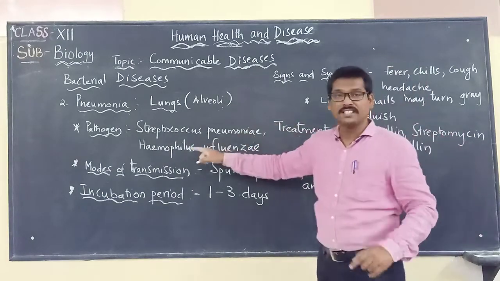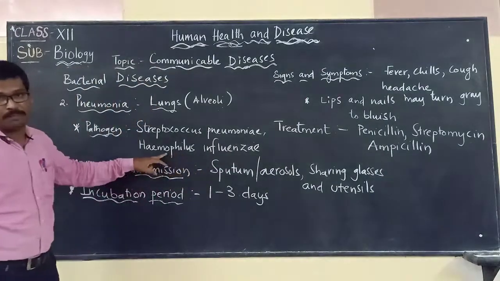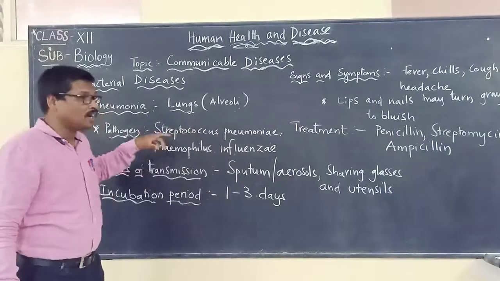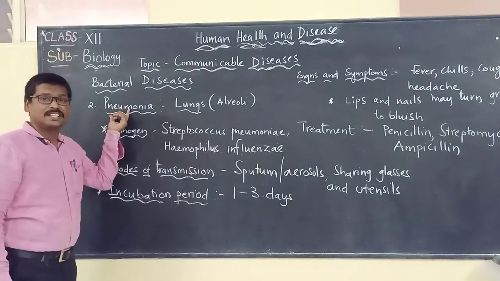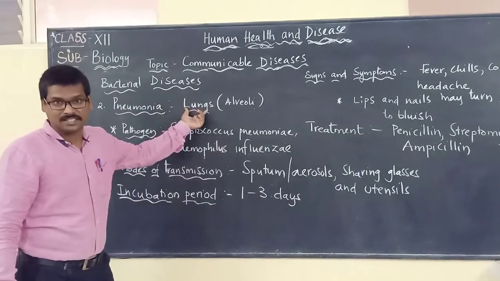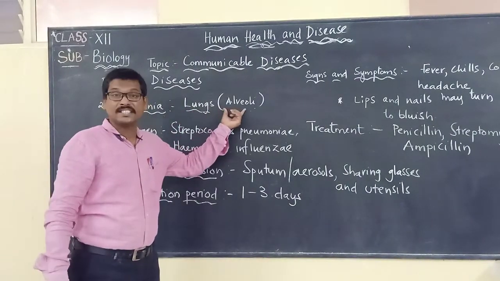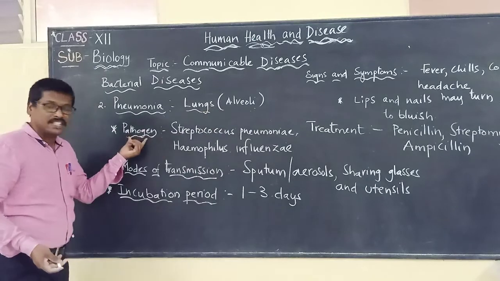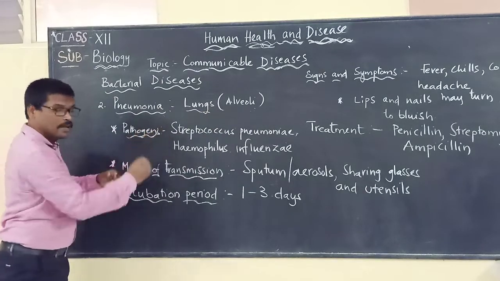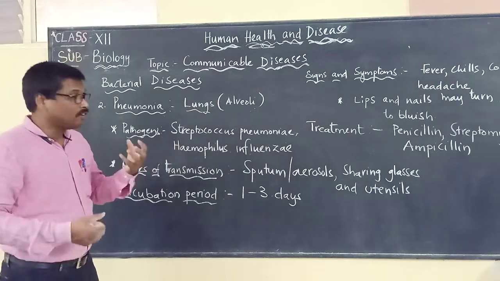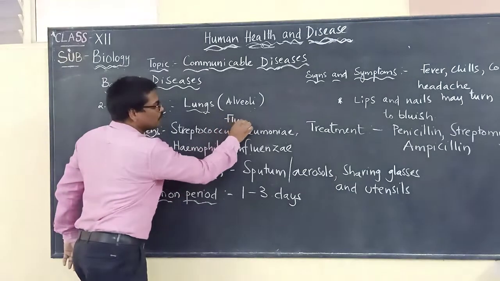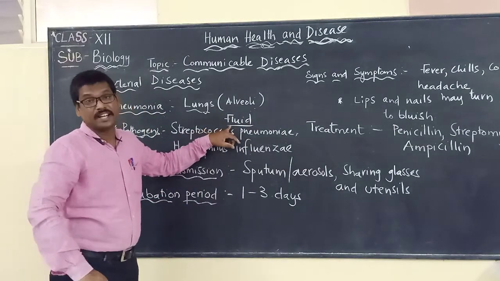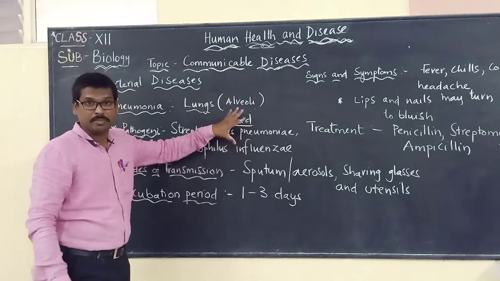Or otherwise there is another one called Haemophilus influenzae. This is another one. So either of these two can cause what disease? Pneumonia. So pneumonia is a disease which attacks which organ in our body? The lungs. In the lungs, which part? The alveolar sacs, the air-filled sacs. When these air-filled sacs are attacked by either of these pathogens, they become filled with fluid, and it becomes difficult to carry out the respiration process. So this is what we have to remember in the very beginning.